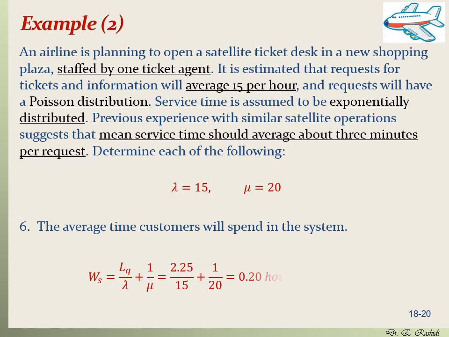So we have the formula for W sub S, that's L sub Q divided by lambda. This would give us the waiting time in the queue, and this would give us the time to serve. So in total, it's going to give us the average time in the system. That would be 0.2 hour. If you multiply this by 60 minutes, you're going to get 12 minutes. So the average time that a customer will have to spend in the system is 12 minutes.